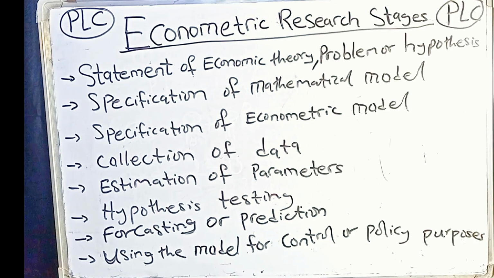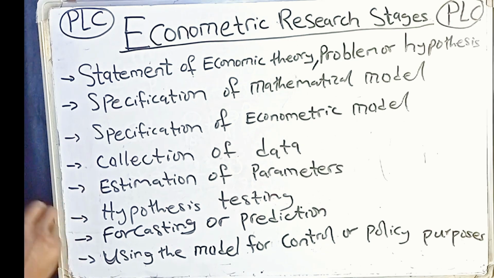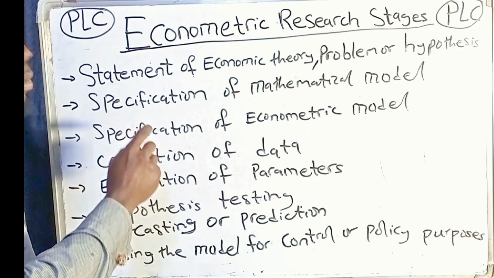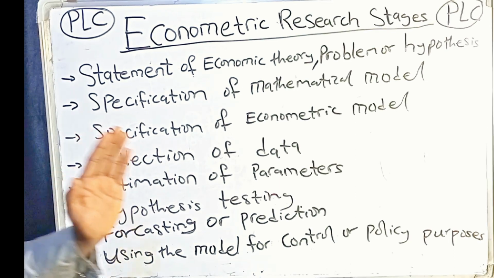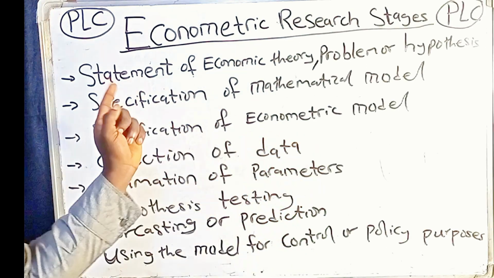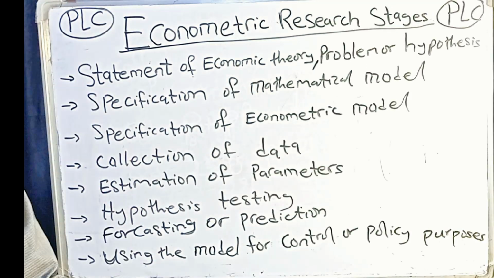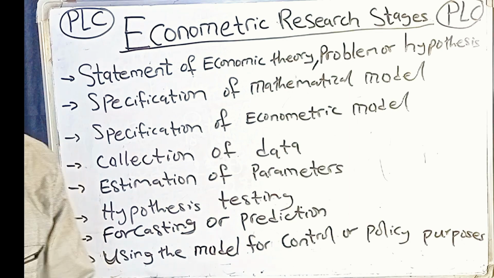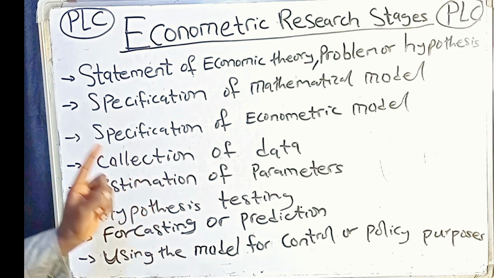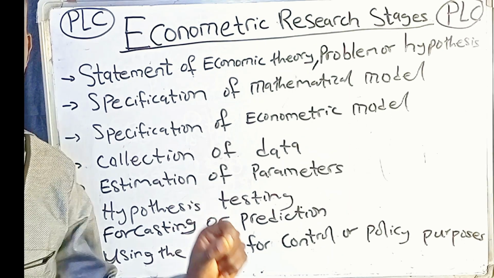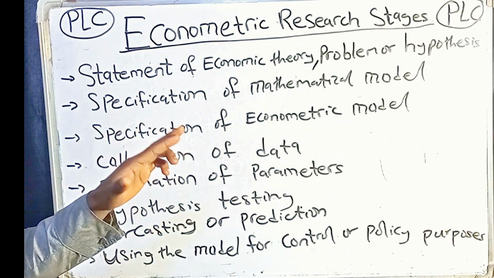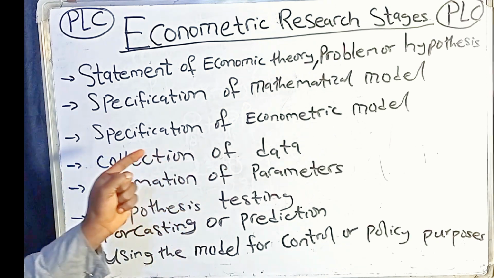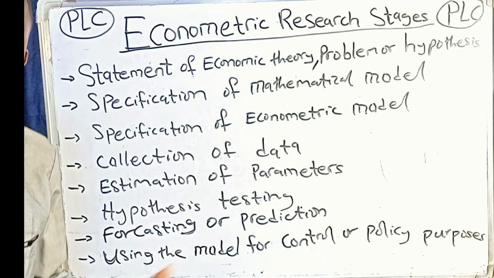Then after we have this, the next thing is the specification of a mathematical model, and this is the job majorly of mathematical economists. That is, the theory or the problem or the hypothesis we've stated here, we turn into a mathematical model. After we are done with this, the next thing is the specification of the econometric model. What is this saying? Our mathematical model, we turn it now to an econometric model. How do we do that?